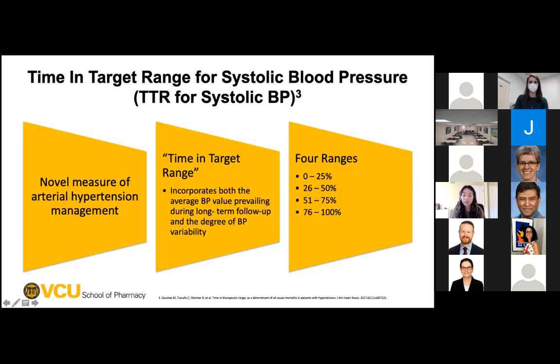The mean of multiple systolic blood pressure measurements over a specified period may be within target range, even if none of the individual systolic blood pressure measurements fall within the range.